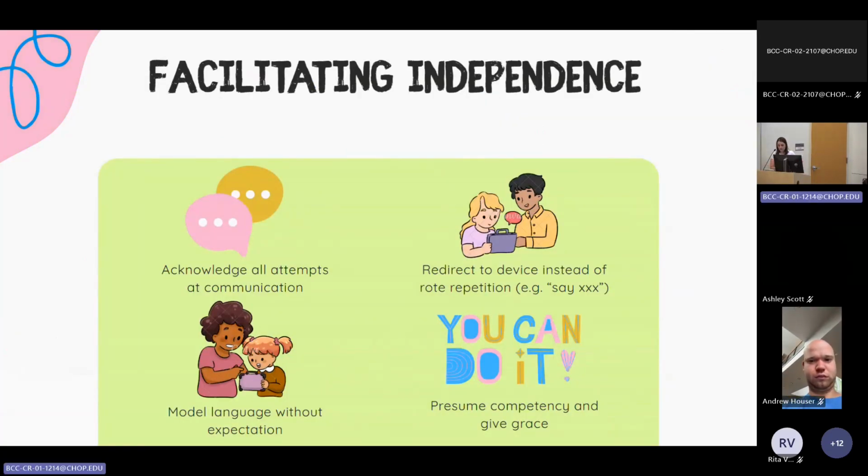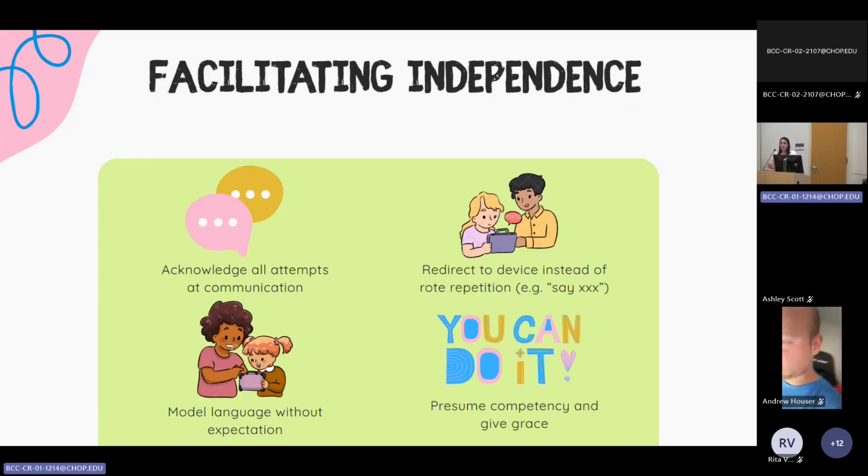So how we get to facilitating independence. We want to acknowledge all attempts at communication. So I had one family the other day, they asked their adult son, who's 24 now, what do you want to eat? And the first thing he always does is chicken nuggets, mac and cheese, I think yogurt. That's his sequence every single time. And then they have to show him the choices, and then he'll make a selection.